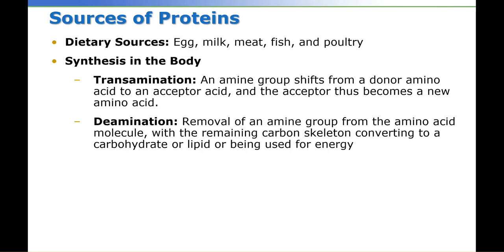Synthesis in the body is basically about how transamination is being able to get amino acids from non-amino acid compounds. So you're getting protein from carbohydrates and fats, and deamination is removing an amine group from amino acids. So you're converting a carbohydrate or lipid to a protein for usage.